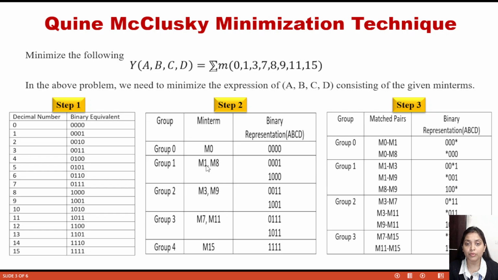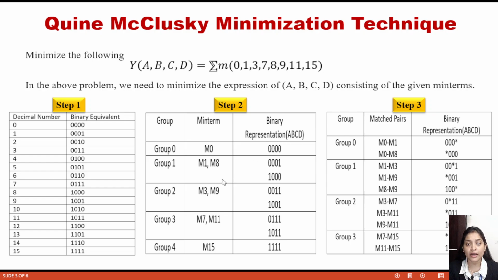Okay, now we will compare M1 and M9. So M1 is 0001 and M9 is 1001. We can see that only in the most significant bit, that means this bit is 0 and here 1. Other bits are the same, 001, this is also 001. So we can understand that one bit is changed. So we will write here in the comparison of M1 and M9 star 001.